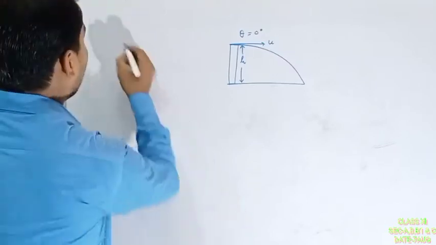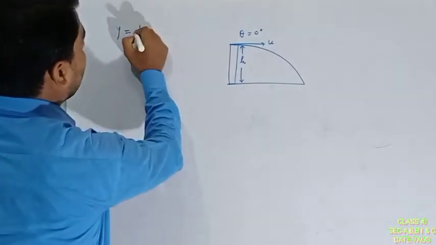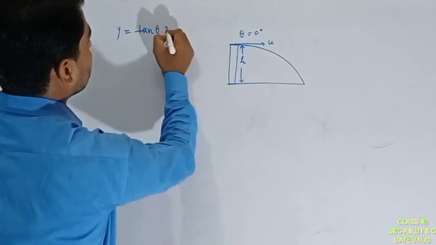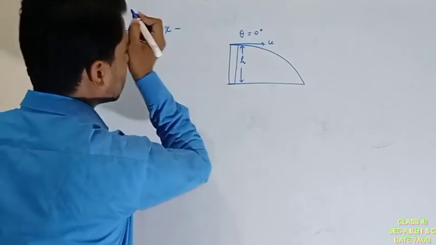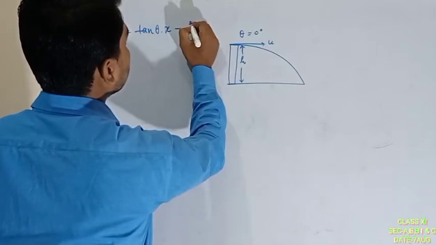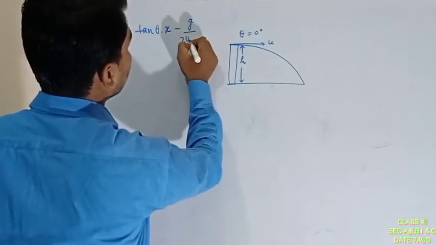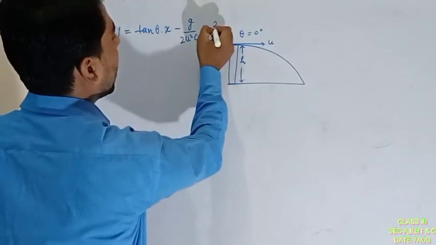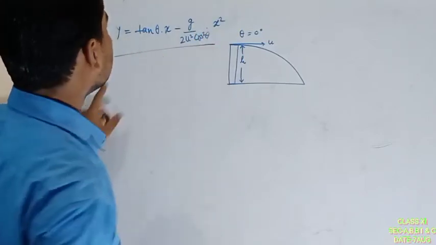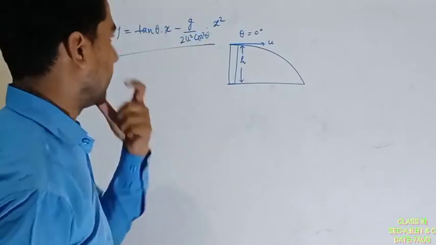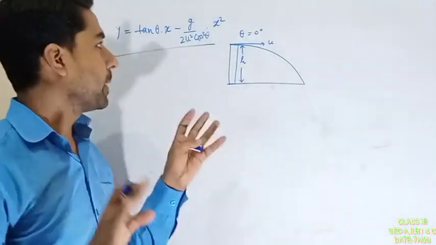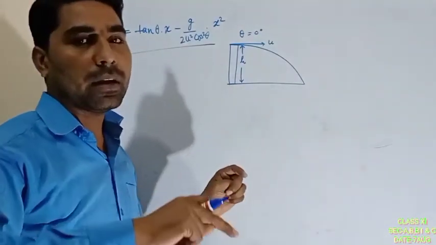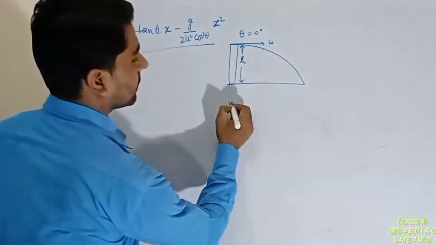That equation was y is equal to tan theta into x minus g upon 2 u square cos square theta into x square. In this equation we said that it is linear in y and quadratic in x, that's why the path is parabolic. In this situation, remember again, we had started with the value of x.